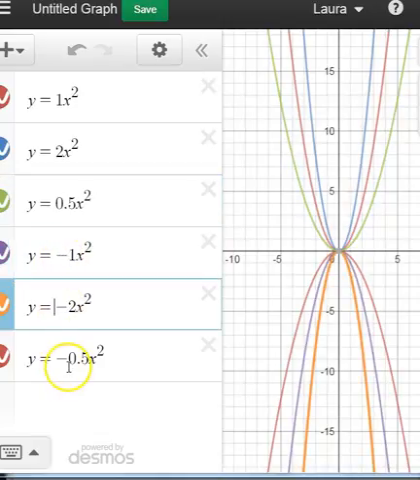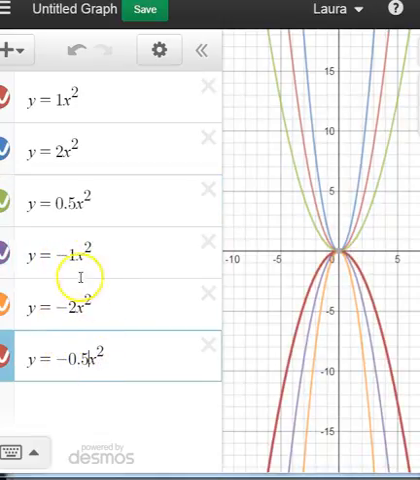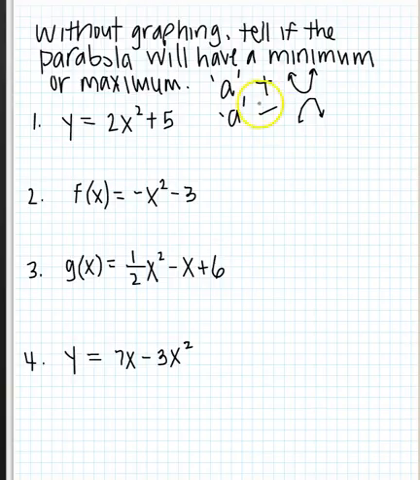Below, we have all of these a terms, the number in front of x squared, right? X squared is behind here, and all the a terms are negative. All three of those graphs are below the x-axis. They're opening downward. So that's my conjecture, and you could have written it however you wanted.